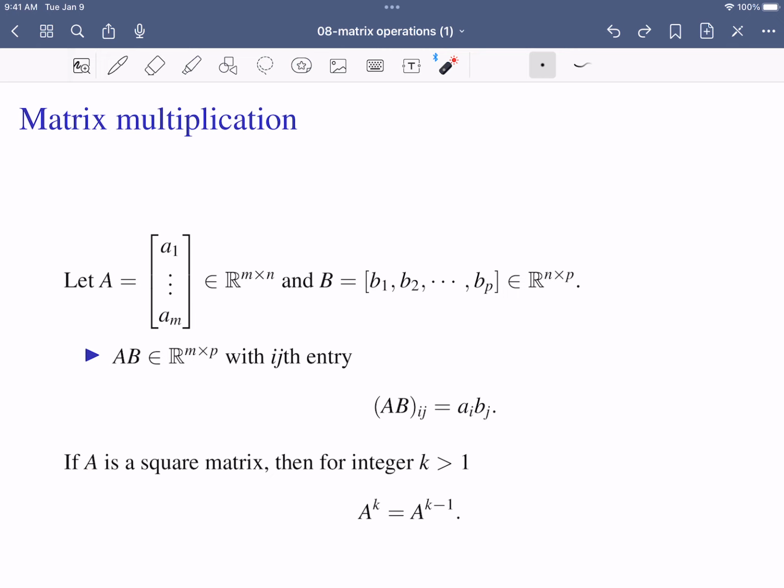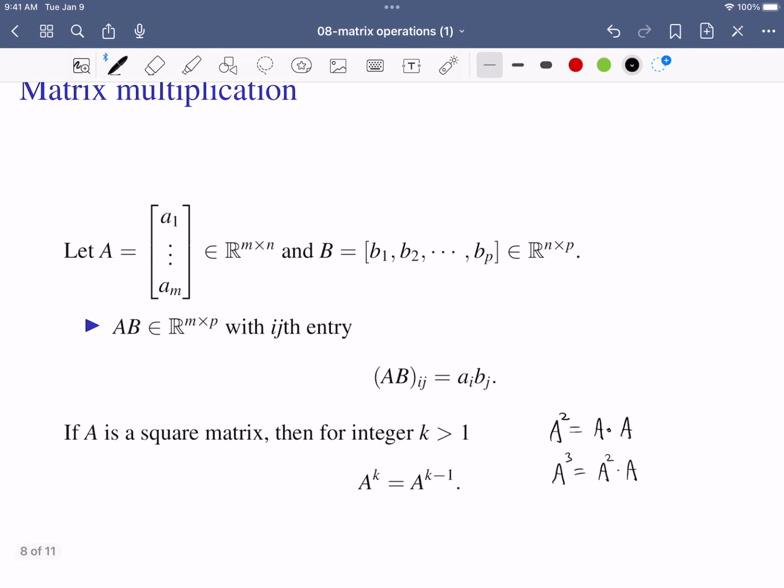Now if A is a square matrix, then we can define A squared as A times A, and A cubed as A squared times A. And all the way, A^k equals A^(k-1) times A. I'm sorry that A is missing here.